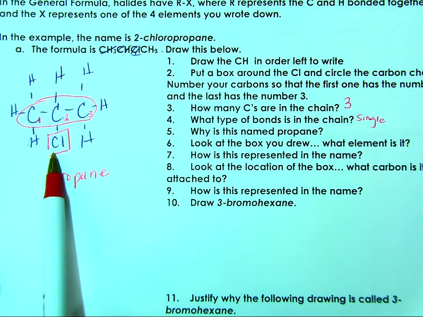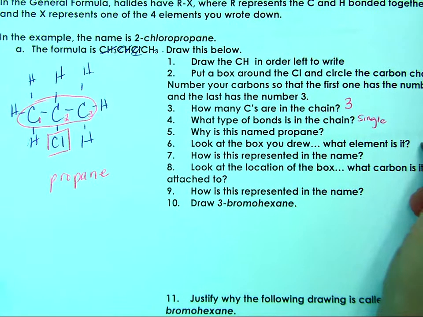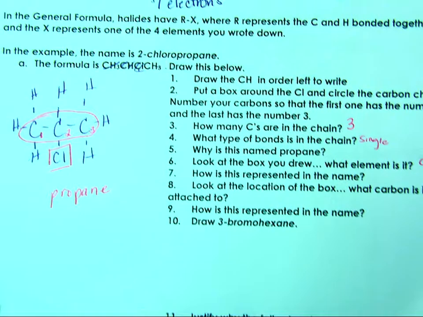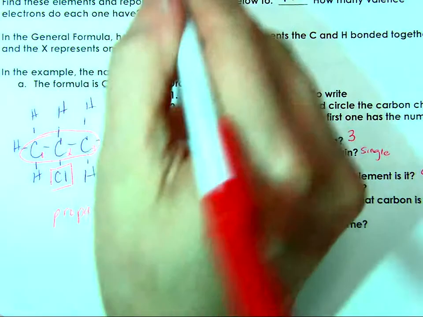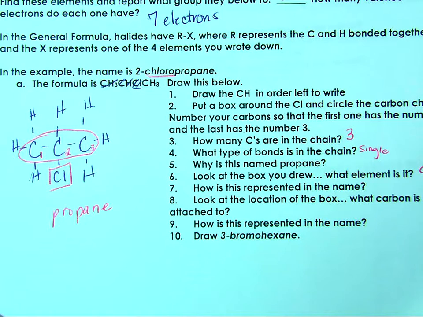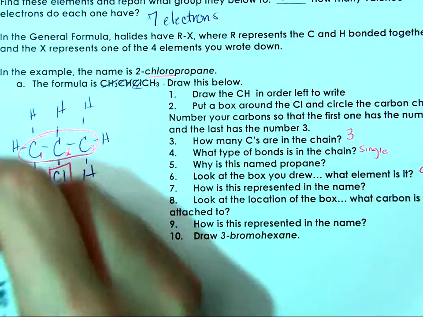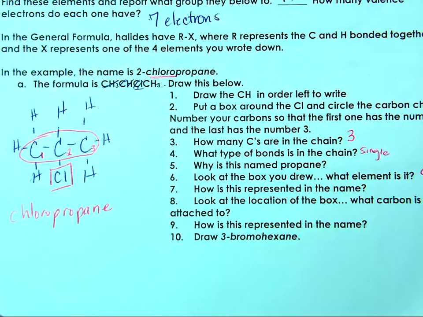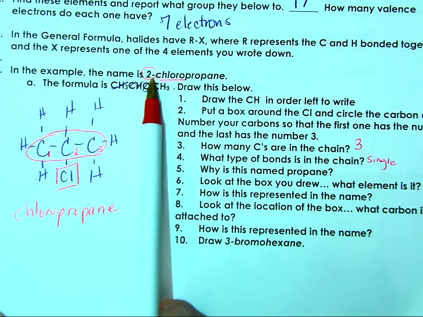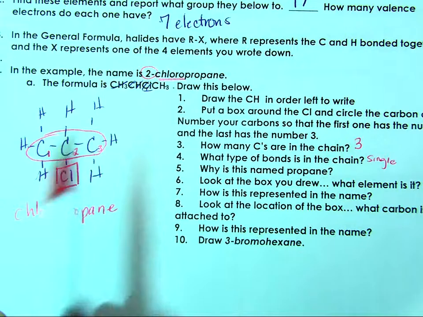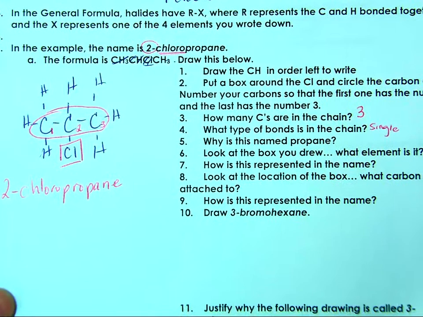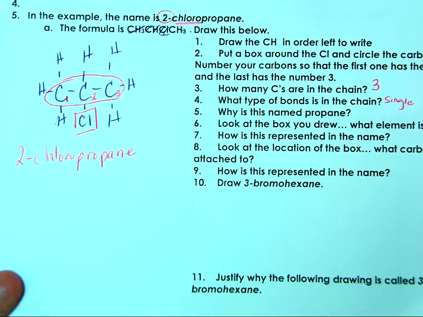You drew it. What element is it? It's chlorine. Okay. How is it represented in the name? So taking a look back at the name, you have to put the name of what you have in front. So it's going to be chloro. And another thing that's here is the 2. So you can surmise, well, wait a minute, number 2, that means it's coming off the second carbon. So it's 2-chloropropane. And you can see how it's represented by the name.